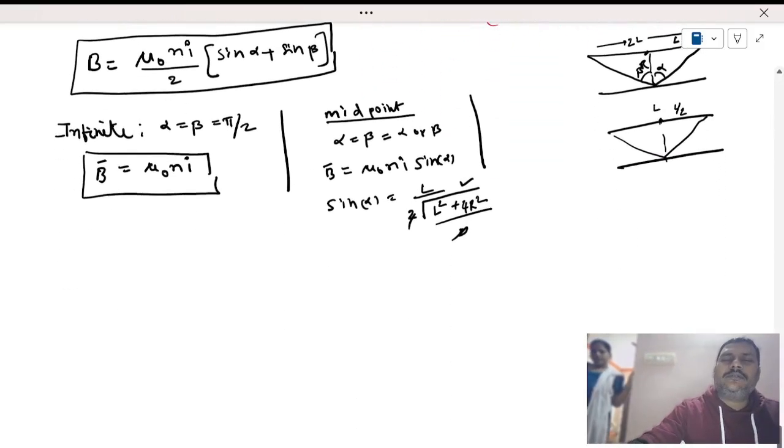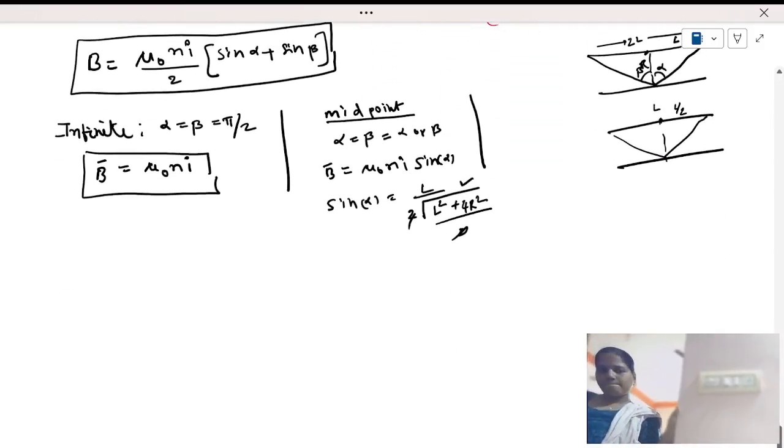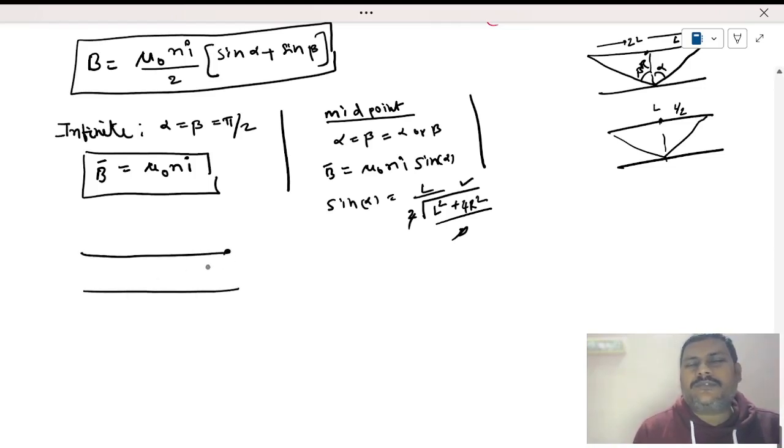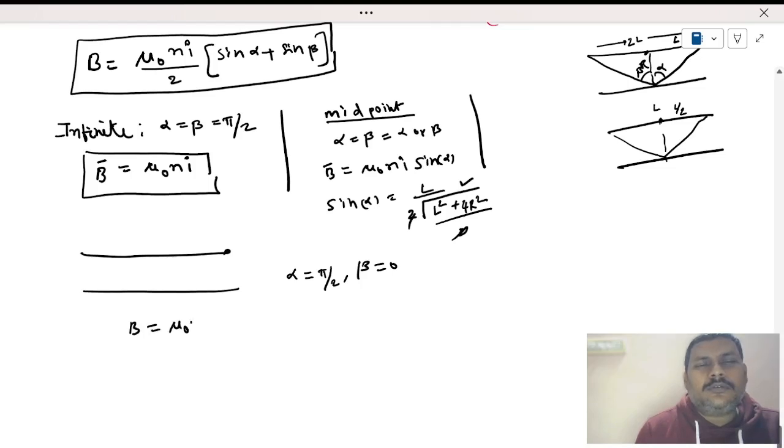Similarly for one end: one end of an infinite length solenoid. The length of the solenoid is infinite, and the point is at one end. That means alpha becomes pi by 2 and beta is equal to 0, or alpha becomes 0 and beta is equal to pi by 2. So now the formula B will be mu naught ni by 2 only, 1 by 2 into mu naught ni. Sin alpha is 90 degrees. So these are the cases.